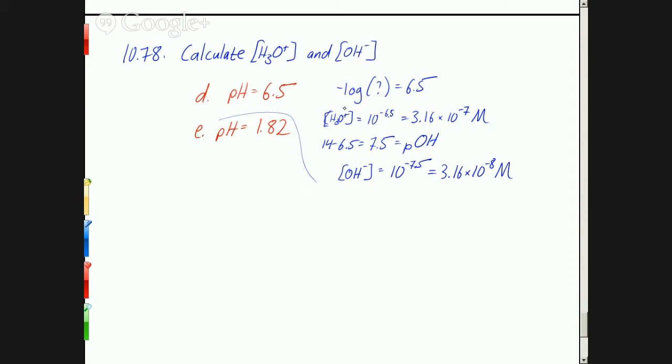All right, so now we've got a hydronium ion concentration, hydroxide ion concentration. So see if you can do the same thing for part E. Different pH, otherwise should be done the same way.